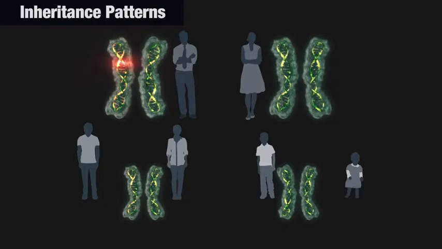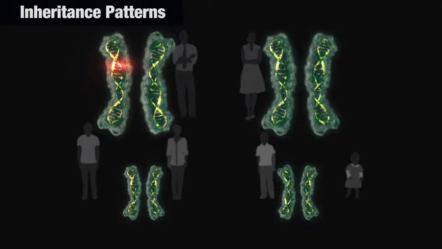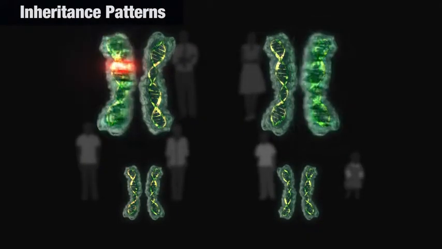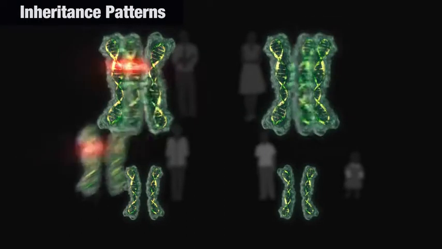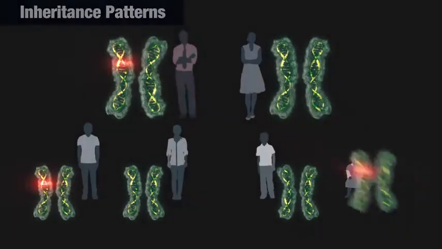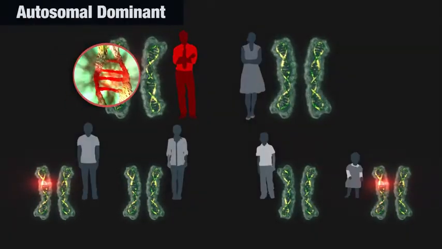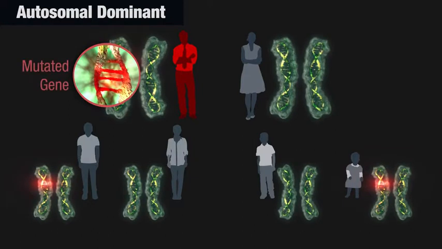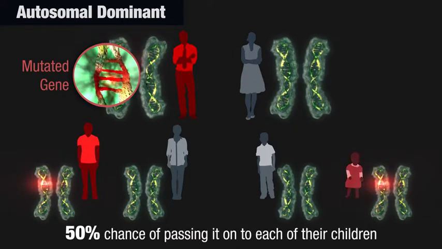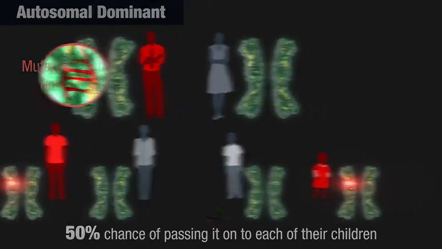An individual will inherit 2 copies of each gene, one from the father and one from the mother. An autosomal dominant condition will develop if one mutated gene is inherited from either parent. An affected child will have at least one parent with the condition, and a 50% chance of passing it on to each of their children.